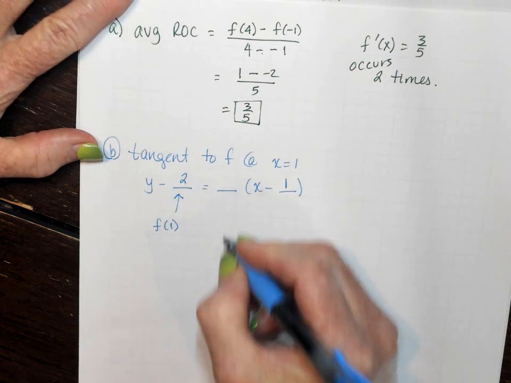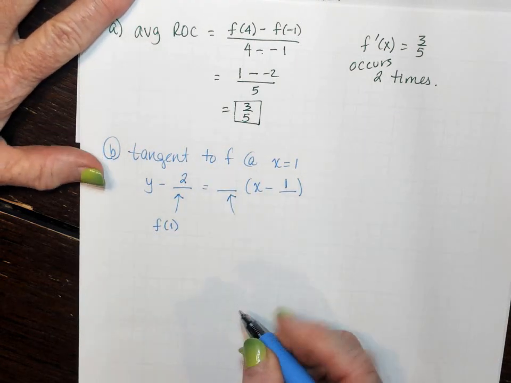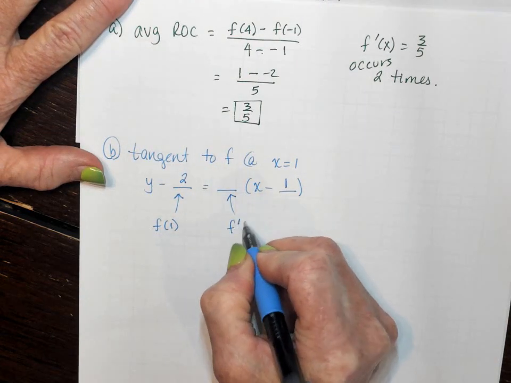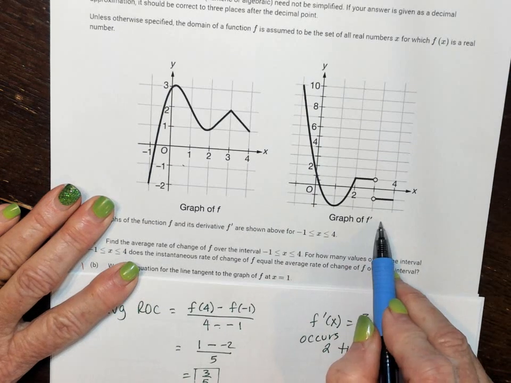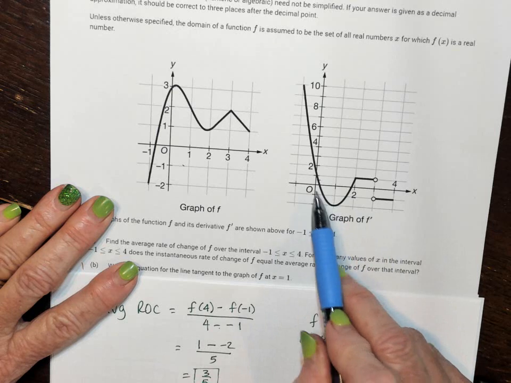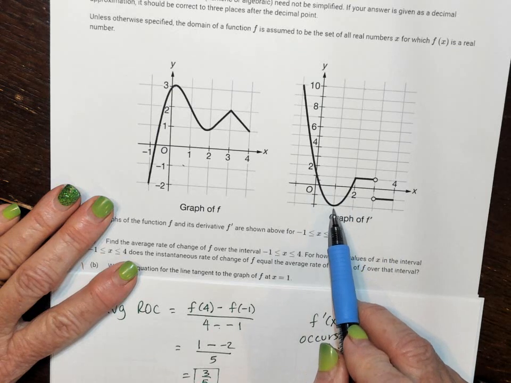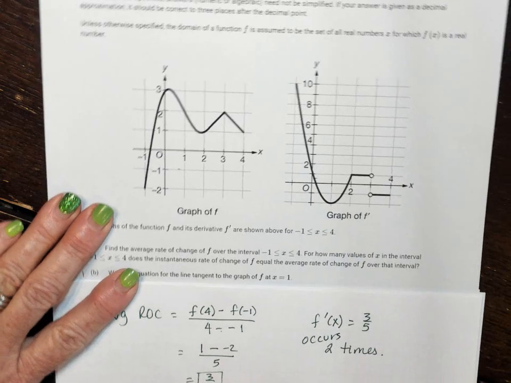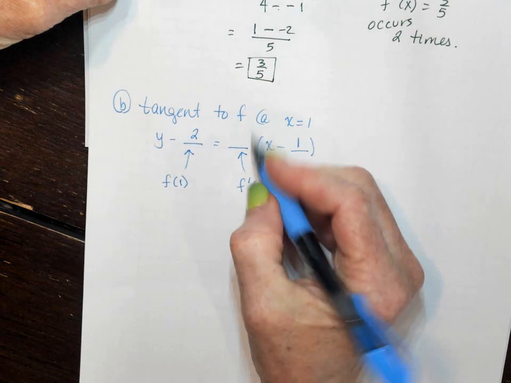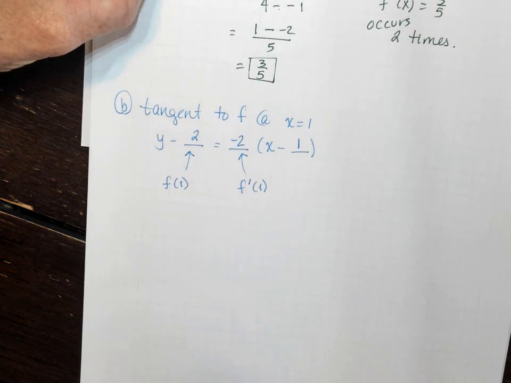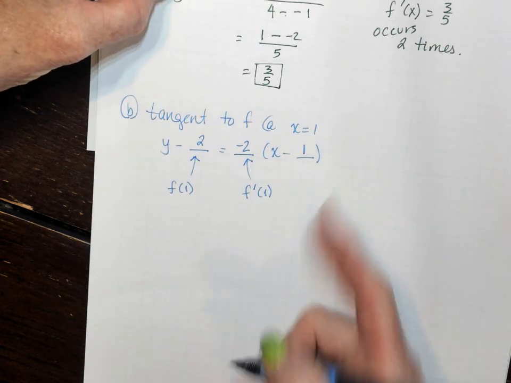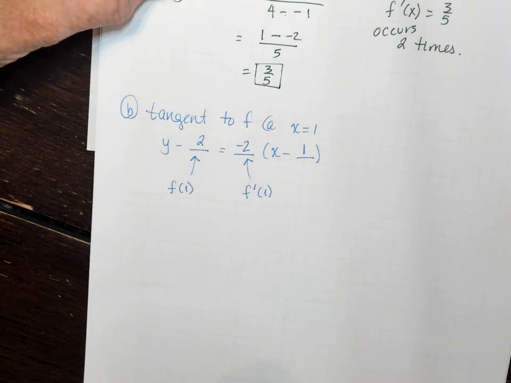Fill that in. Right here, there's slope, which is f prime at 1. We'll go back to the graph. f prime at 1. It's the y value on this graph. Don't give me slope off of this graph. The y value on this graph is -2. f prime at 1 is -2. And that's it. There's your tangent line right there.